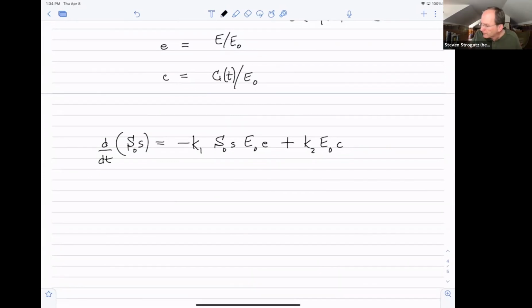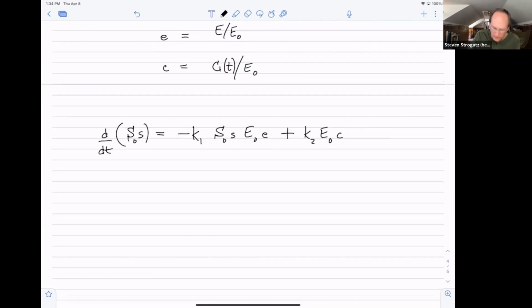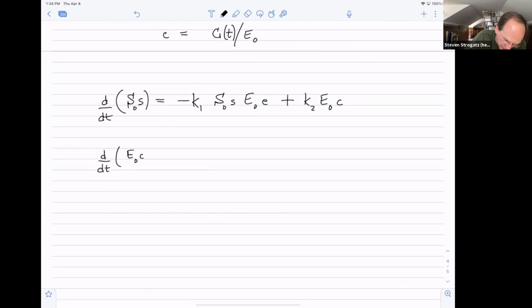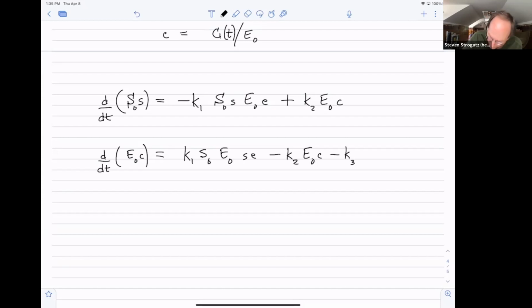And I'll just, same kind of reasoning, I'll do the other equation. d dt of the complex, so E0 c, is K1 S0 E0 little s little e, minus K2 E0 little c and minus K3 E0 little c. Okay, so nothing sophisticated, just substituting.